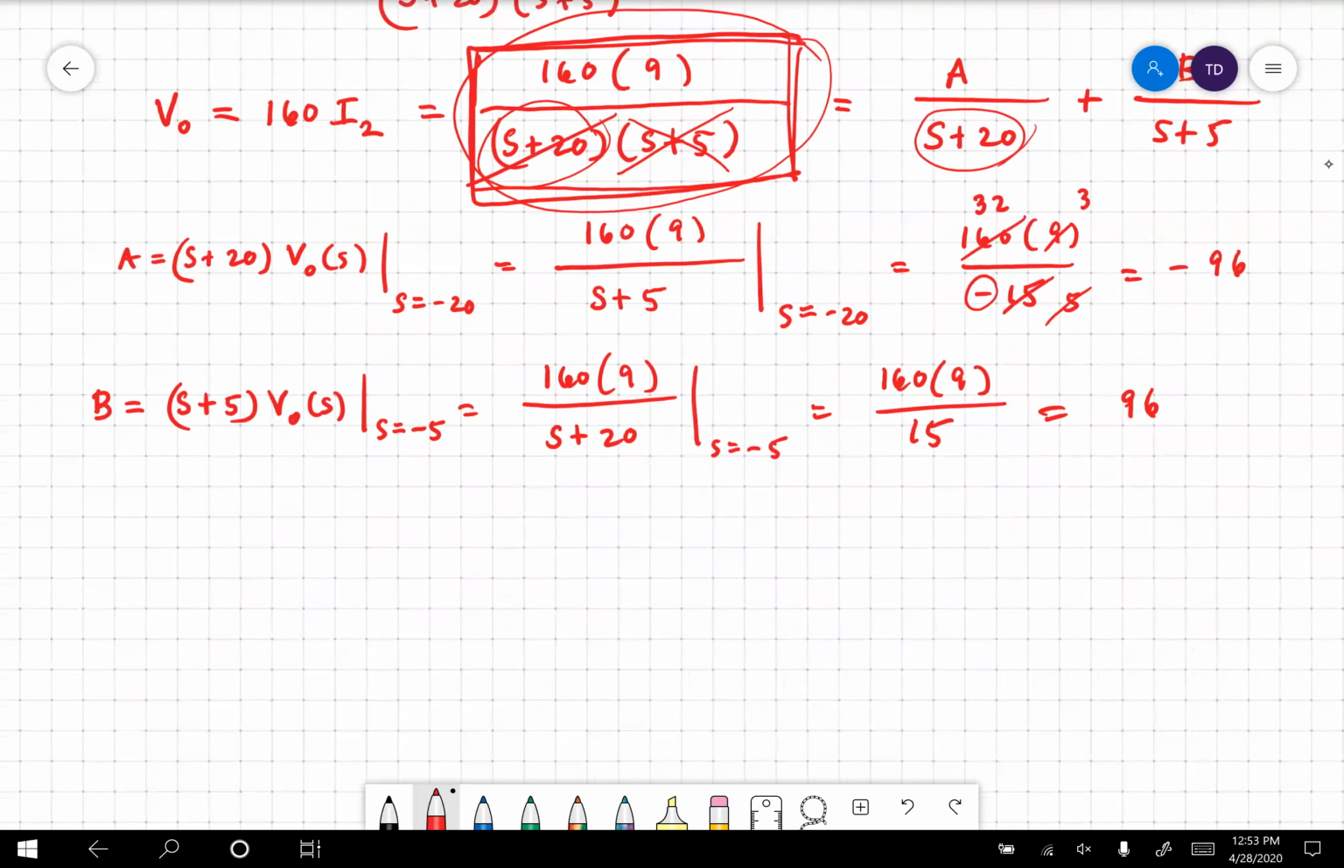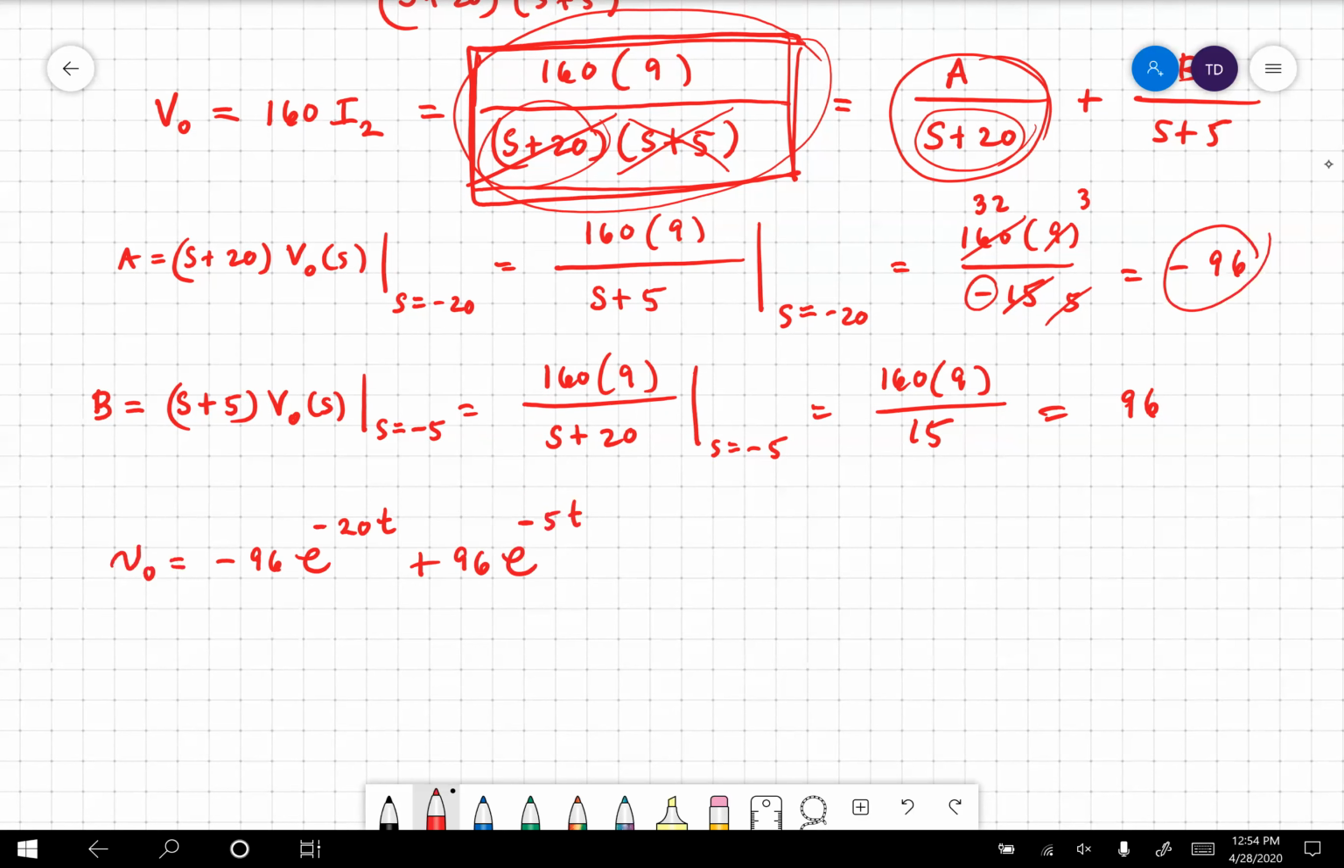So let's answer the problem. V0 equals, well, it's minus 96 divided by s plus 20 in the frequency domain plus 96 over s plus 5. That's going to be minus 96 e to the minus 20t, then plus 96 e to the minus 5t. And if you like doing that free of charge, put a u of t at the end. And that is a voltage that is in volts.